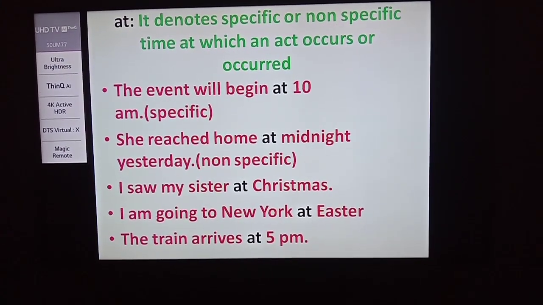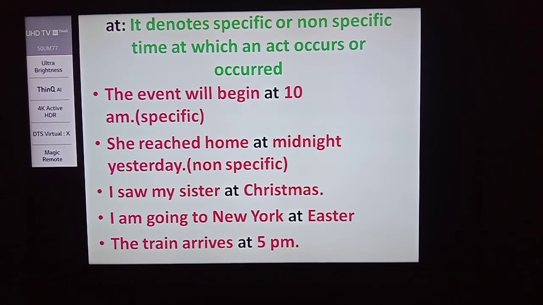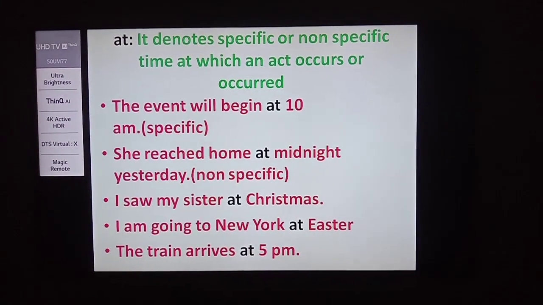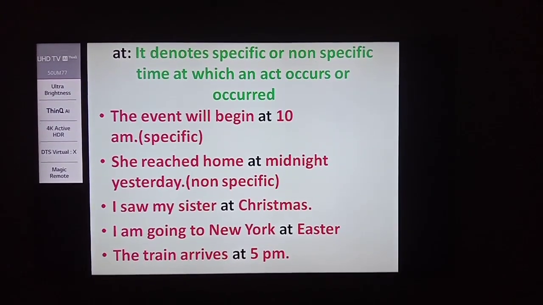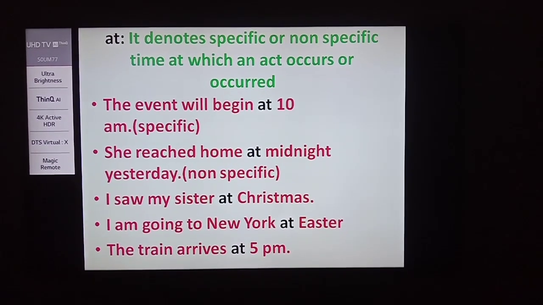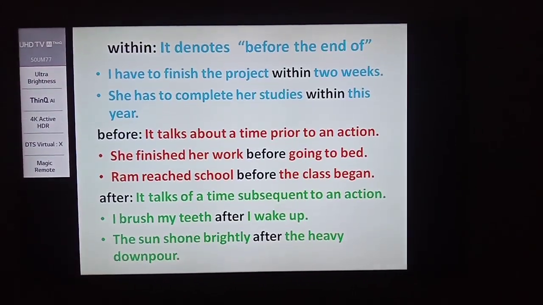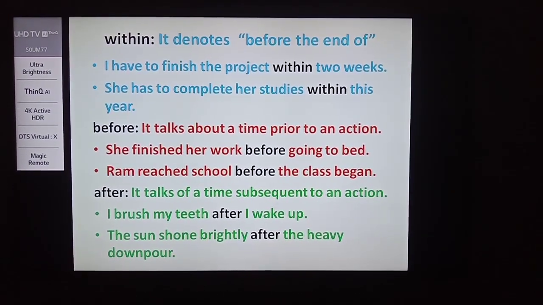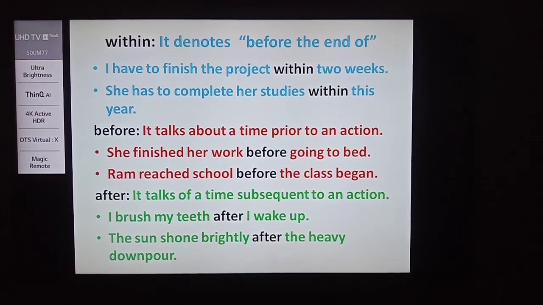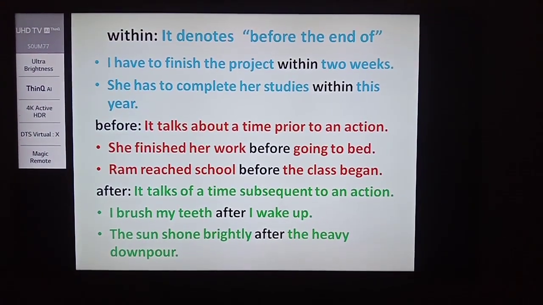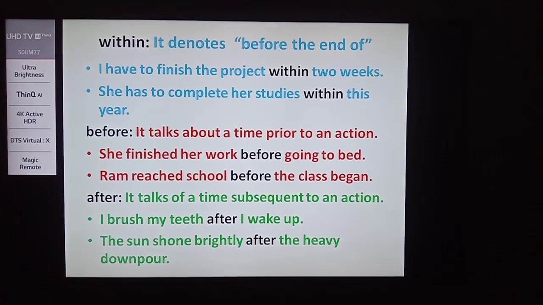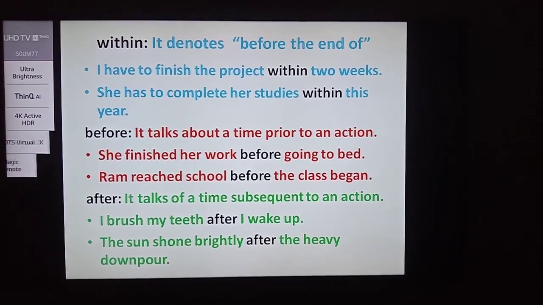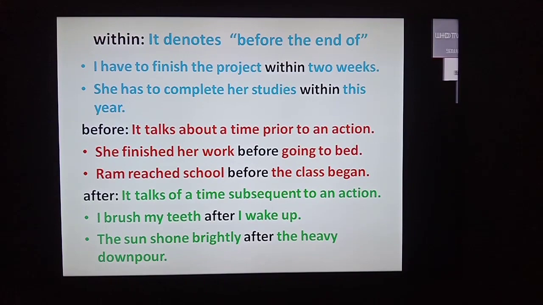The third one, I saw my sister at Christmas. The next one, I am going to New York at Easter. And the last one, the train arrives at 5 p.m. So I hope, children, it's clear. The next one is within. It denotes before the end of. This preposition is used before the end of. I have to finish the project within 2 weeks. So within 2 weeks time, I have to finish the project. The next example, she has to complete her studies within this year.